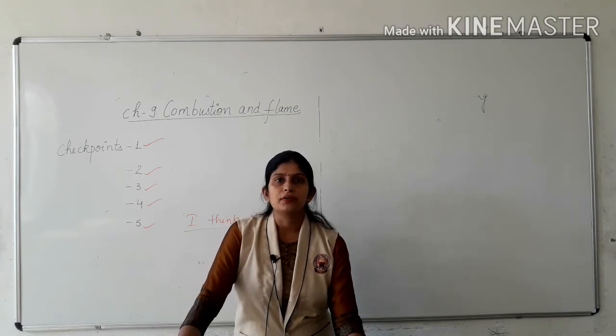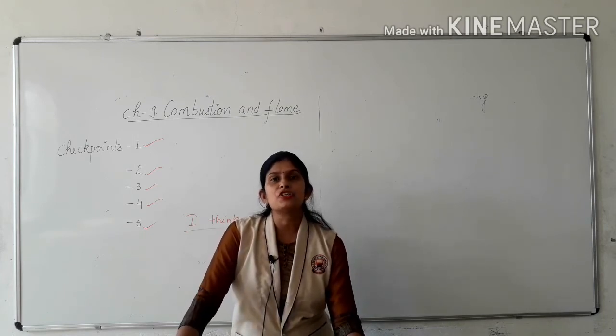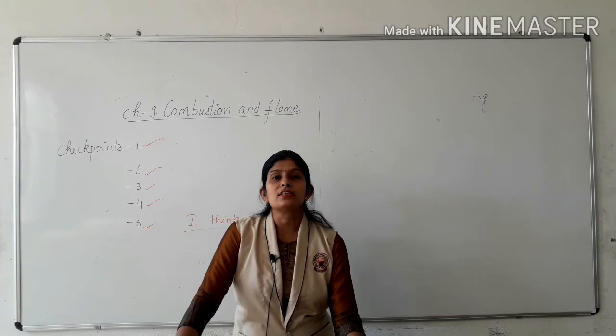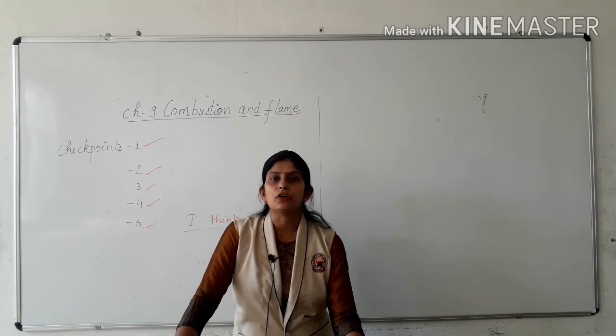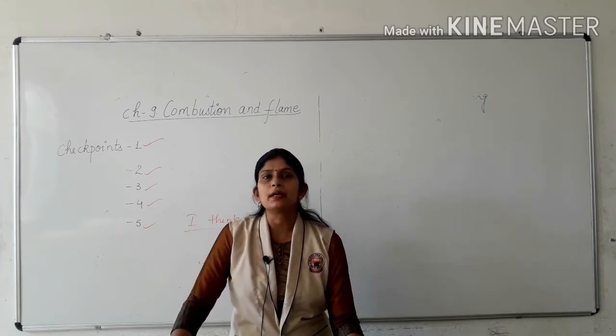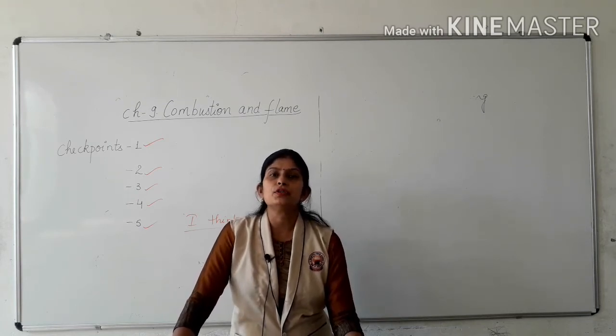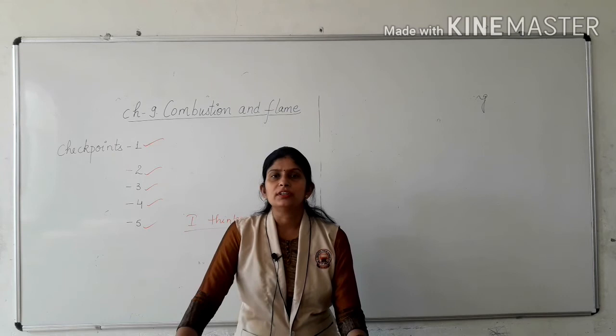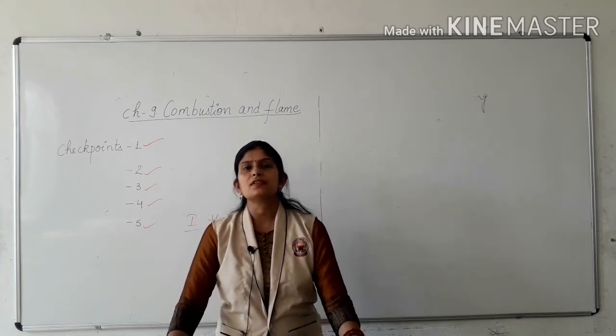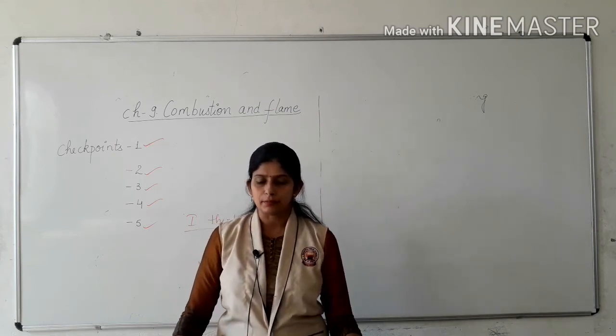One more point, in complete combustion, carbon dioxide is produced along with water, but in incomplete combustion, carbon monoxide is produced along with water. So these are the basic differences between complete and incomplete combustion.